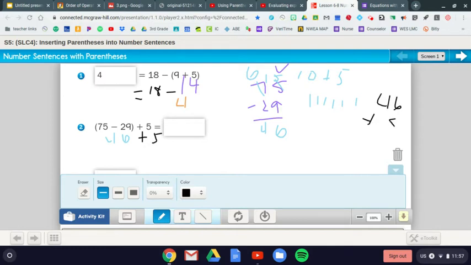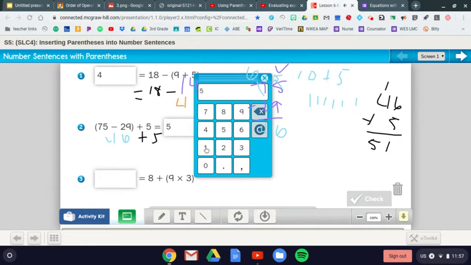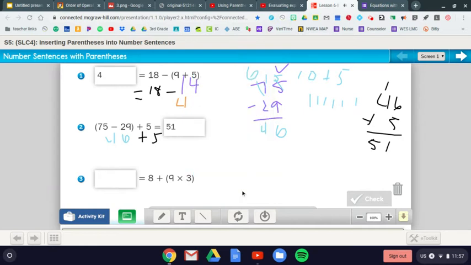46 plus 5. 6 plus 5. I know that 5 plus 5 is a double. That's 10. And 10 plus 1 is 11. Drop my 1. Carry my 1. 4 plus 1 is 5. So 46 plus 5. My answer to number 2 is 51.